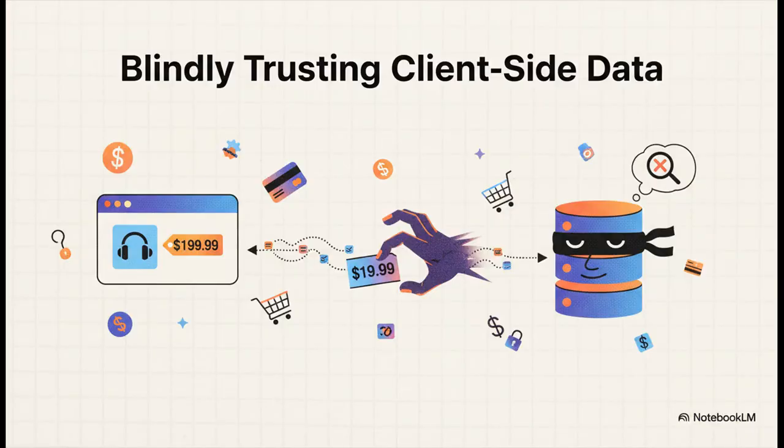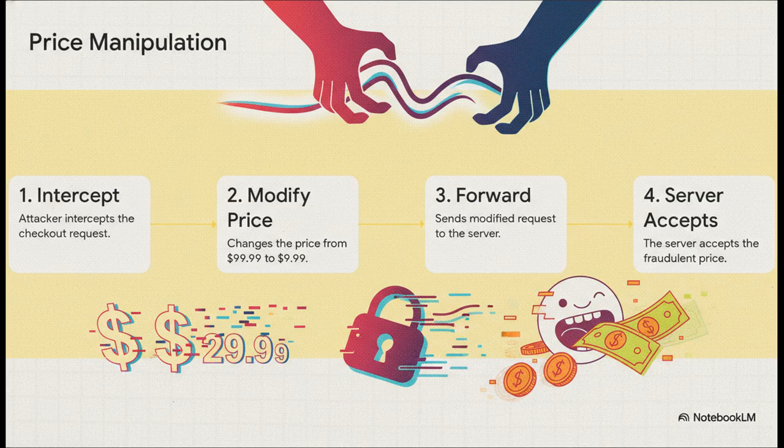So here's a classic example. An e-commerce site is designed with a fatal assumption. It blindly trusts that the price sent from the customer's web browser is the correct price. The system was just never designed to have its own single source of truth for pricing on the server side. And the attack? It's devastatingly simple. An attacker just intercepts the checkout request before it hits the server. They change the price from, say, $99.99 to just $9.99 and then forward it along. Because the server was never designed to double-check that price against its own database, it just accepts the fraudulent number and happily completes the purchase.